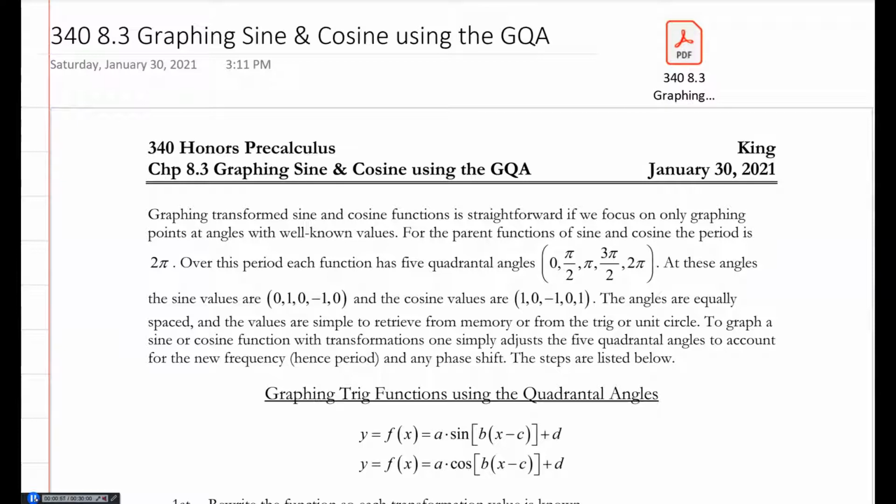To graph a sine or cosine function with transformations, one simply adjusts the 5 quadrantal angles to account for the new frequency, hence period, and any phase shift. The steps are listed below.